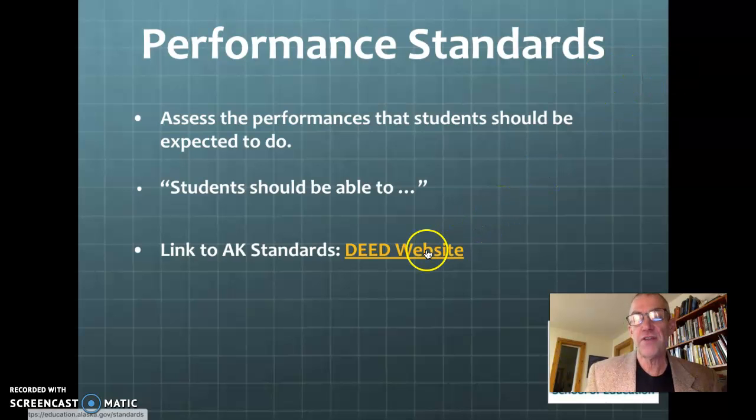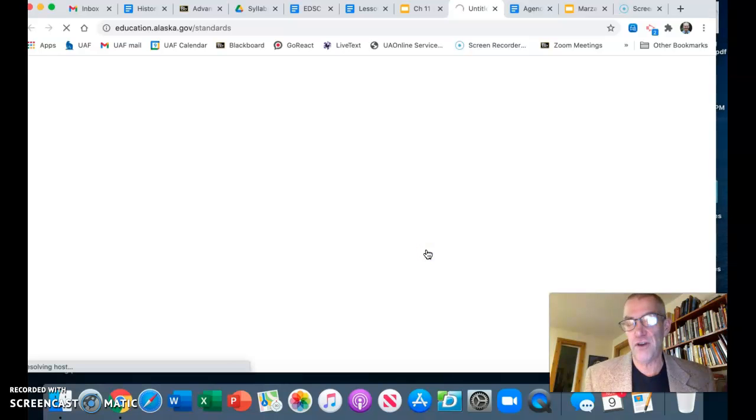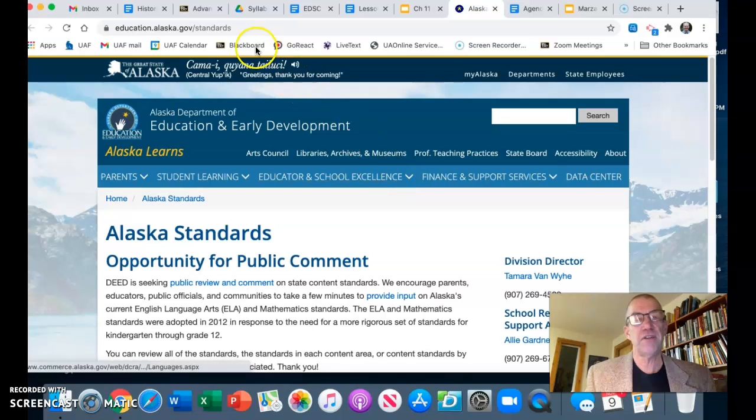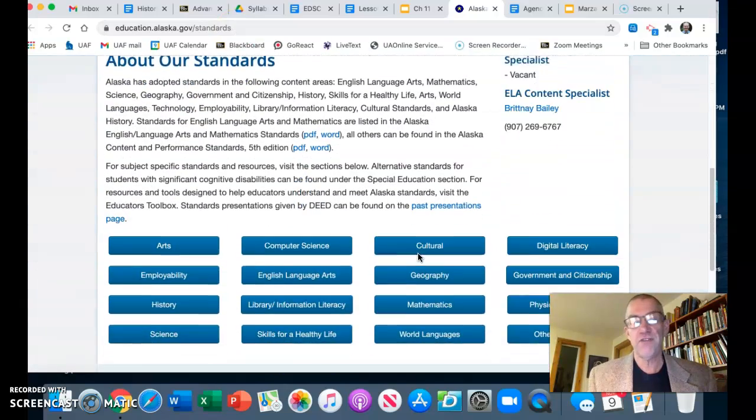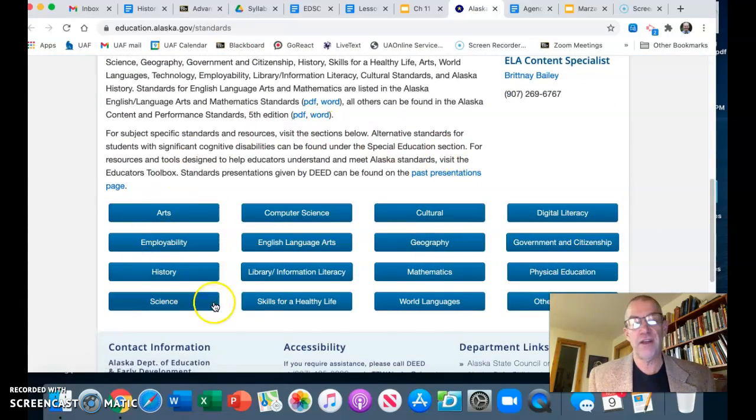I wanted to show you, because you need this for the lesson plan that you're going to do, where the content standards are for the state of Alaska. The easiest way to do this is simply to Google Alaska State Standards. If you Google Alaska State Standards, you'll probably end up on this page. This is the page you'd land on, and here are all the state standards: the standards in languages, mathematics, geography, cultural standards.